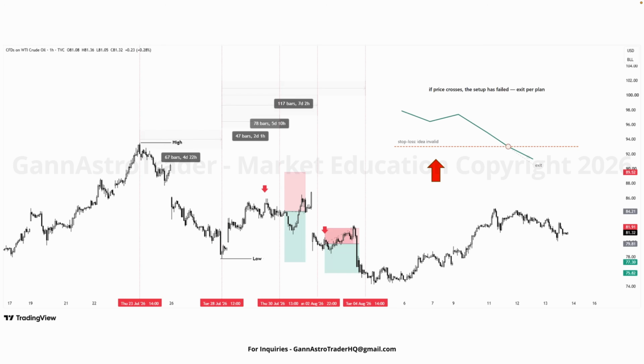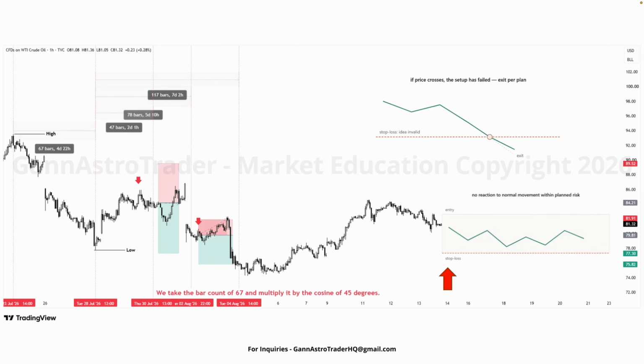Here the focus is on risk. A time-based setup can identify an important window, but that does not mean the reaction is guaranteed. This is why the stop loss is essential. We want our risk defined at the point where the original idea is no longer valid. If price moves through that level, we accept that the setup has failed and exit according to the plan.